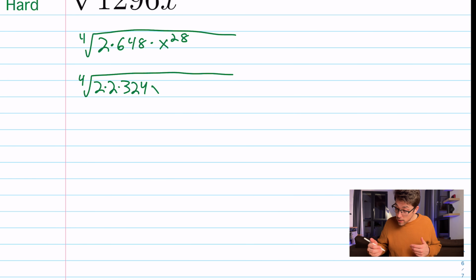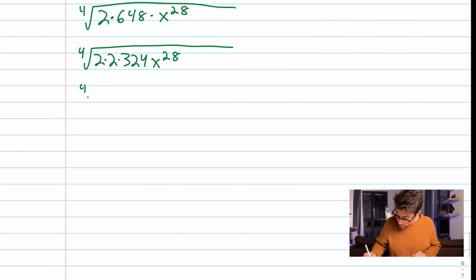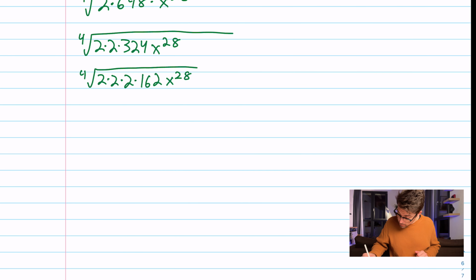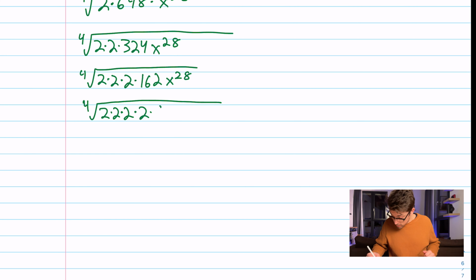divided by 2 again. So I have 648. That'll be 324 times x to the power of 28. Then I'll have the 4th root of 2 times 2 times, well, again, 324 is going to split up once again. That's going to be 162 times x to the 28th. And I can still keep going because this is still even. 2 times 2 times 2 times 162 is even, so times 2.